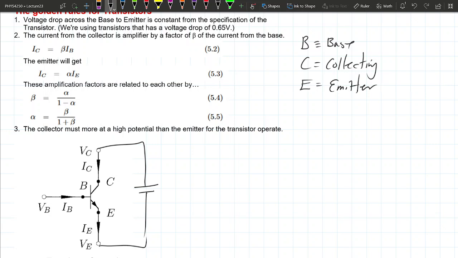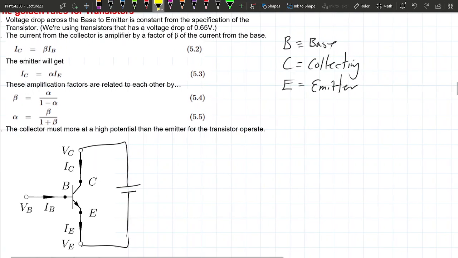All right, so rule number one is that the voltage from the base to the emitter has to drop. And this voltage drop depends on the model of transistor you have, the ones we're going to use in this class.